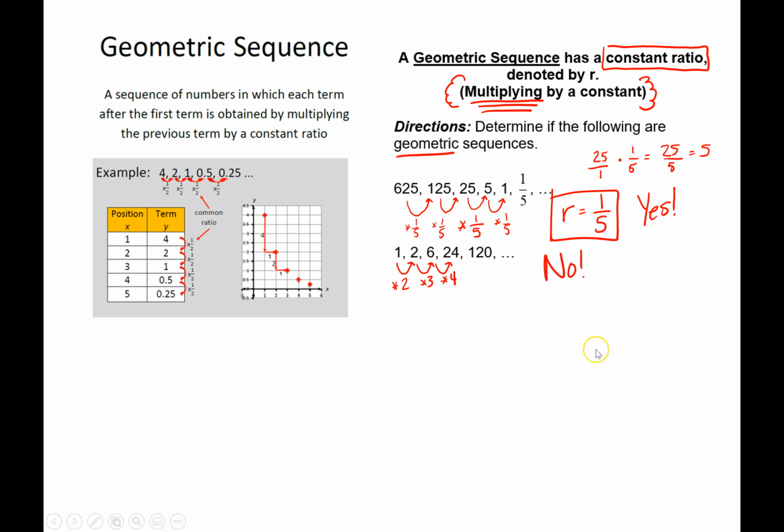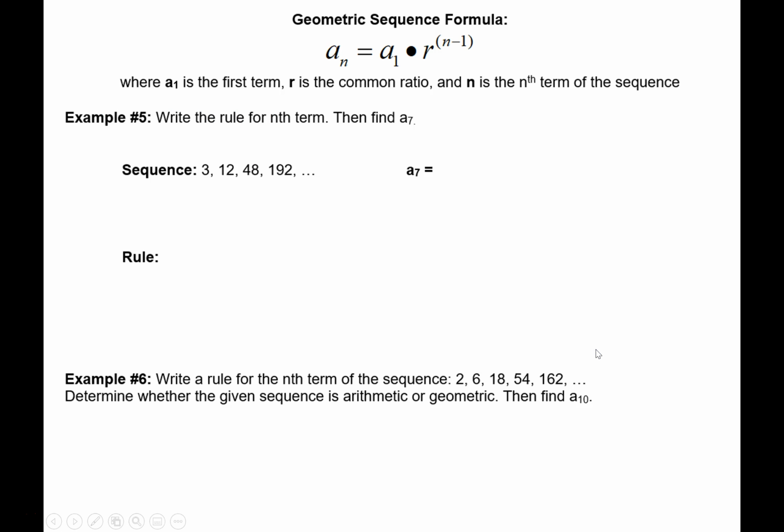Okay, so let's get to the formula now for these. We again have a formula. This is one that you need to have memorized. We're going to use it often. Notice that there are a lot of similarities in the formula in terms of pieces of information. You need to know a sub 1, which is the first term in the list. You need to know r, which is what we just found out. That's the pattern. And remember, n is just which number in the list we're talking about. So our first example in this section says write the rule.